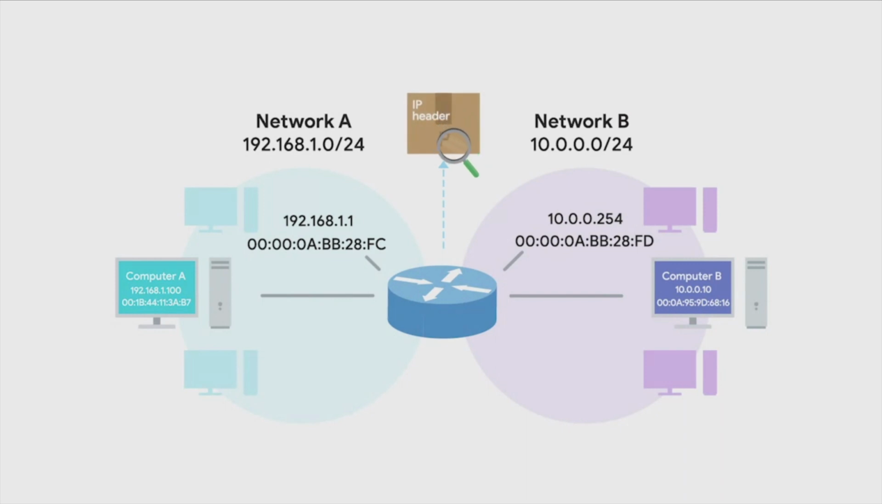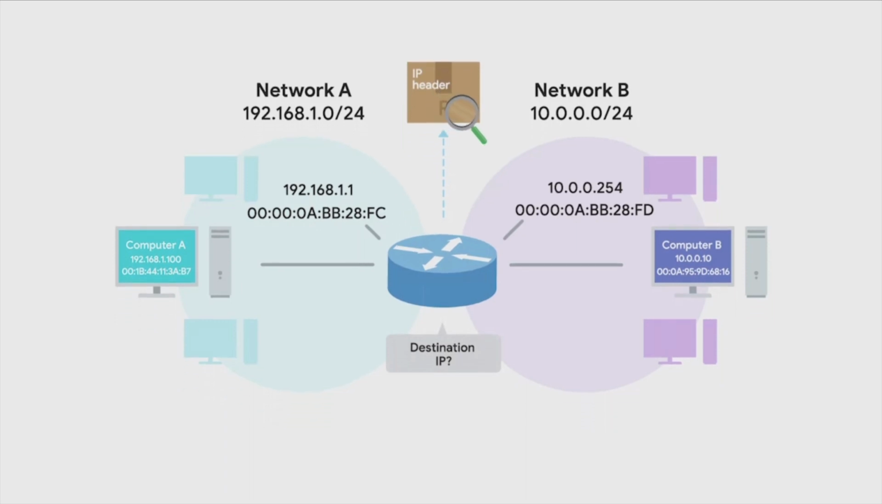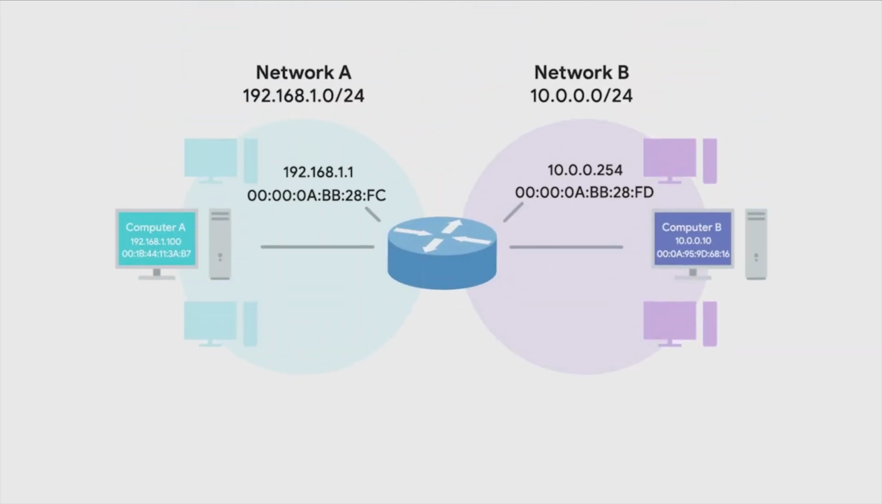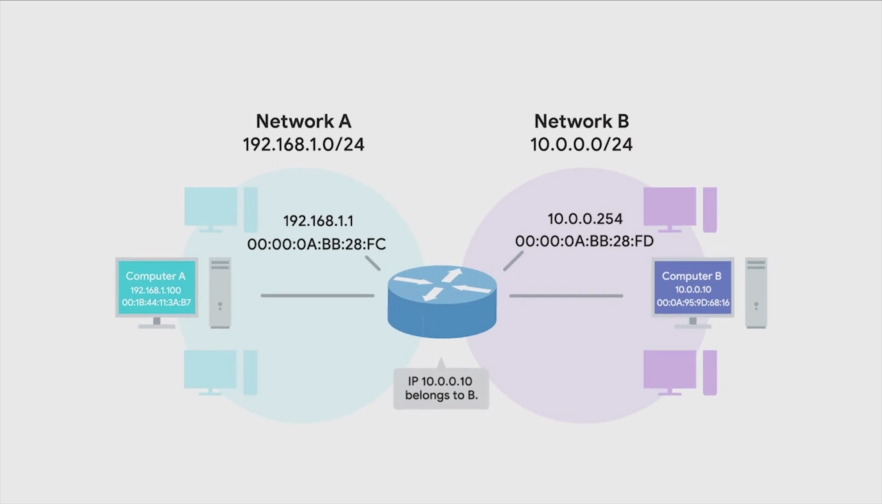The computer sends the packet to its gateway, the router. The router examines the packet, finds the destination IP, and checks its routing table. It determines that Network B is the correct destination and forwards the packet to Network B through its interface.